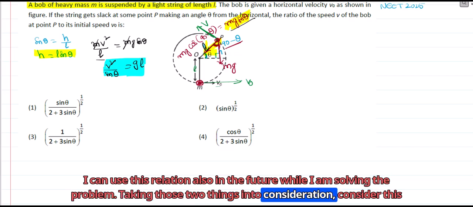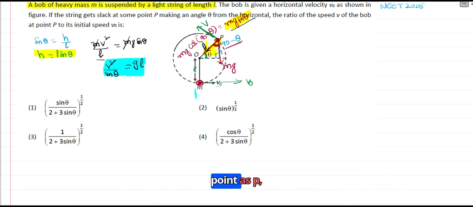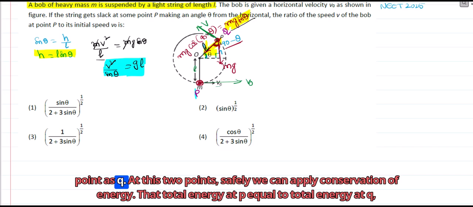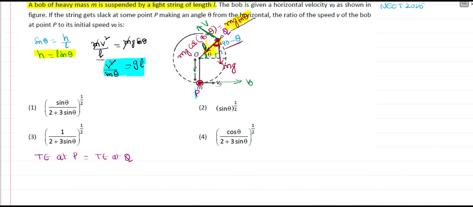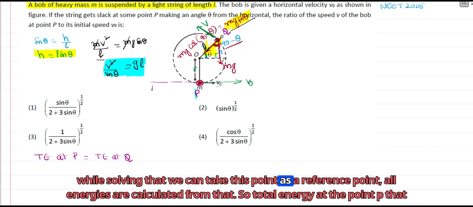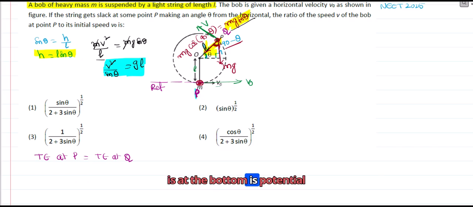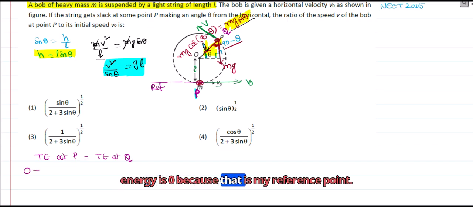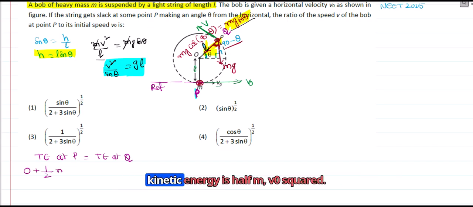Taking those two things into consideration, consider this point as P, this point as Q. At these 2 points safely we can apply conservation of energy, that total energy at P equal to total energy at Q. While solving that, we can take this point as a reference point. All energies are calculated from there, right? So total energy at the point P, that's at the bottom, potential energy is 0 because that's my reference point. Kinetic energy is half m V naught square.